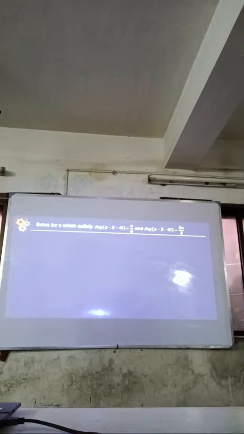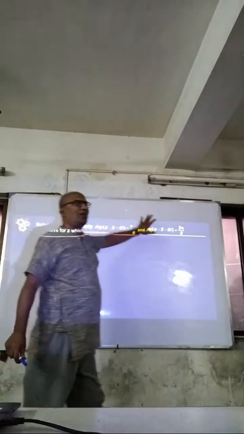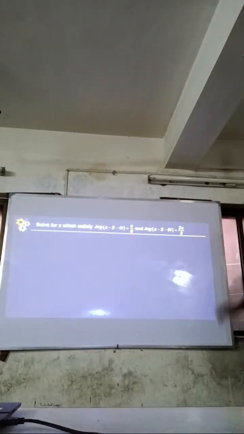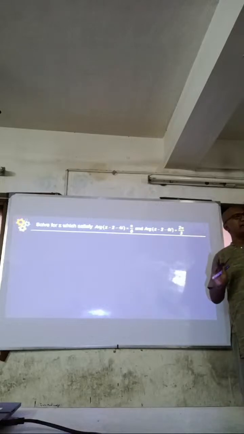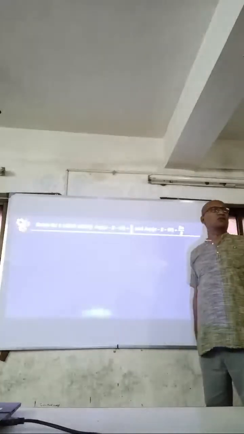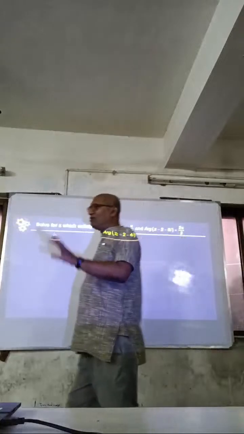Now please see this. A long time back this came in our IIT. It was not Advanced then, it was Mains. Here it says solve for z which satisfies this as well as this. Read the question and tell me what it is asking. Solve for z, that is, find the point of intersection, such a z which satisfies this as well as this.